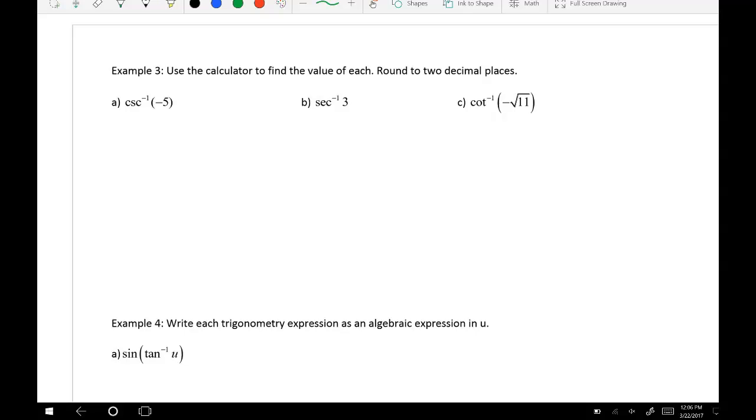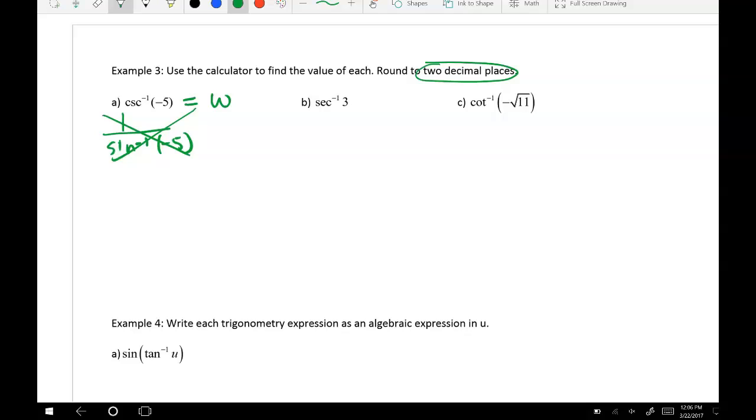Example 3. Use the calculator to find the value of each. Round to 2 decimal places. First, cosecant inverse of -5. I want you to have this understanding of why we press what button. Guys, please don't do this. 1 over sine inverse of -5 is not what you can press on your calculator to get the right answer. So, concept. This is going to come out with an answer. Let's call it W, or an empty box, because I've been using an empty box quite a lot.